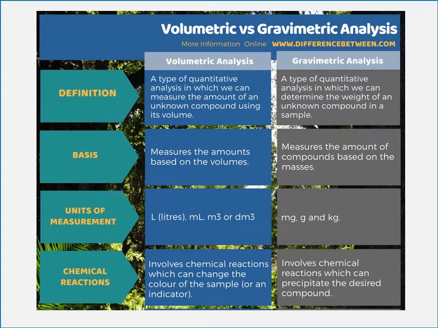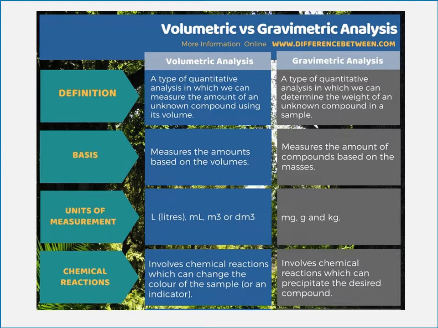So, what is the difference between volumetric and gravimetric analysis? Volumetric analysis is a type of quantitative analysis in which we measure the amount of a known compound using its volume. Gravimetric analysis is a type of quantitative analysis in which we determine the weight of the unknown compound in a sample. If we determine the volume in volumetric analysis, for gravimetric we determine the weight of the unknown compound because it is in precipitation form. So it is solid particles that we are measuring in gravimetric analysis.